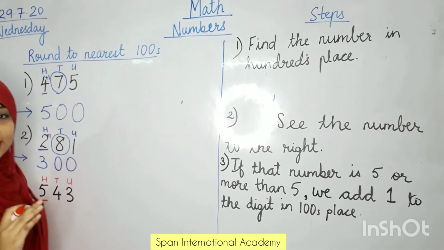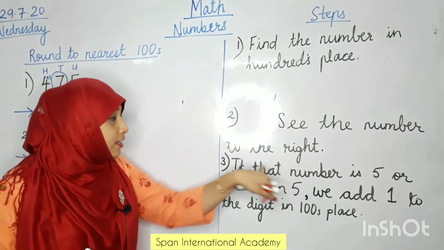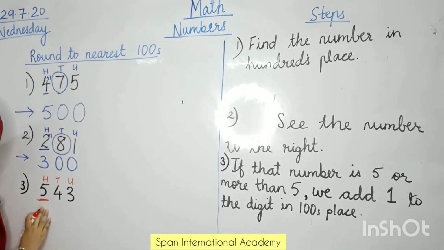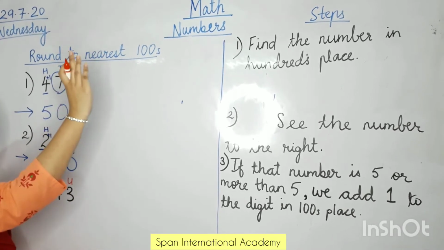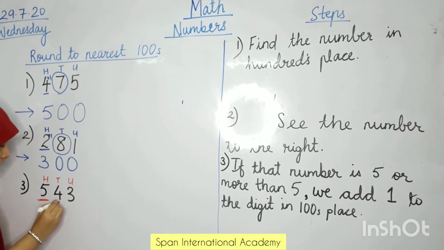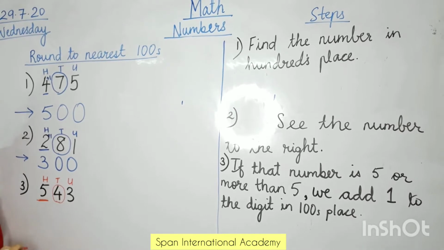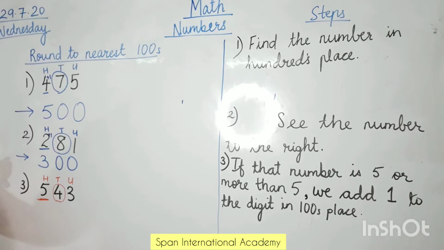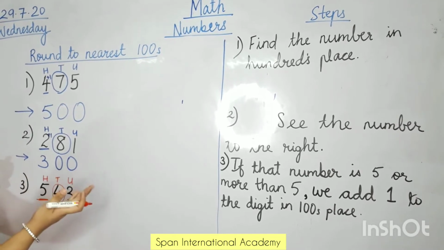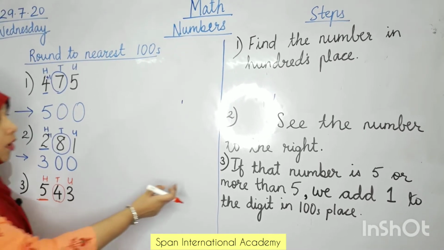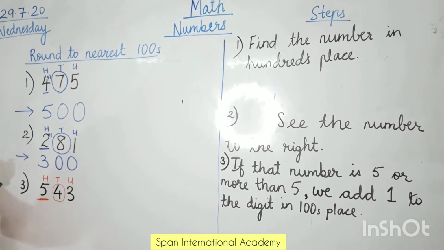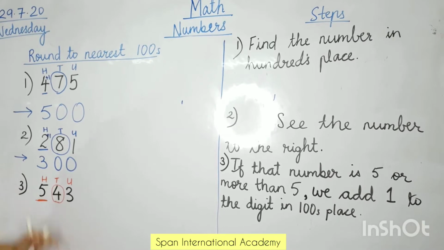Let's go to the second step. It tells me to see the number to the right. So after 5, when I see the number to my right-hand side, I get 4. So my second step is also complete now. I will move ahead to the third step. What does the third step tell me? If that number is 5 or more than 5, we add 1 to the digit in the hundreds place.